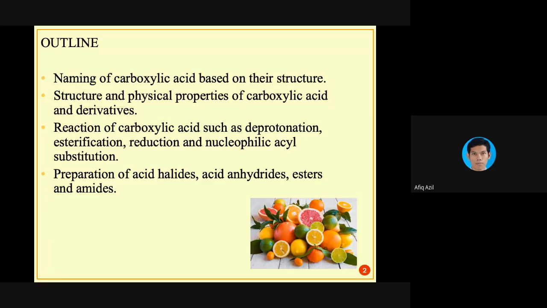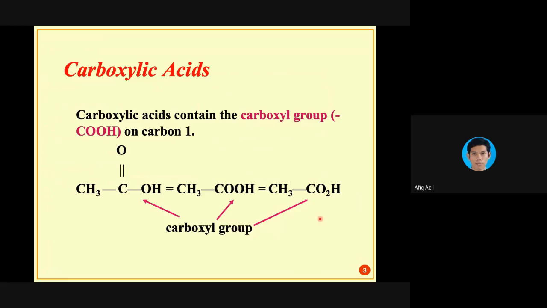So the last part is basically the derivatives of carboxylic acid, and you have to remember there are only 4: acid halide, acid anhydride, esters, and also amide. Here I put a picture of a lot of other citrus fruit: lemon, orange, lime, and grapefruit. All of these may contain ascorbic acid and also citric acid, which is an example of carboxylic acid.